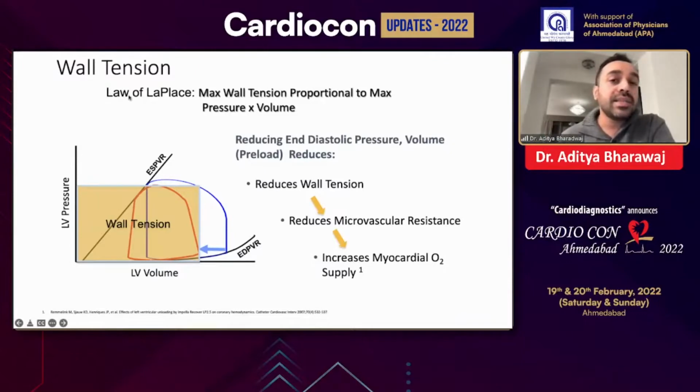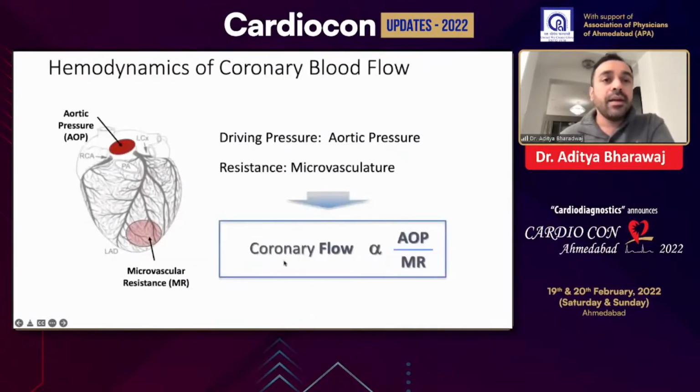Now, in addition to that, I told you that Impella also increases myocardial oxygen supply. The way it does that is by decreasing the wall tension. For that, we need to go back to the law of Laplace, which states that the wall tension is proportional to the maximum pressure by volume. So like I said, Impella reduces left ventricular end diastolic volume and pressure, reduces the wall tension, and reduces microvascular resistance, as a result of which it increases myocardial oxygen supply.